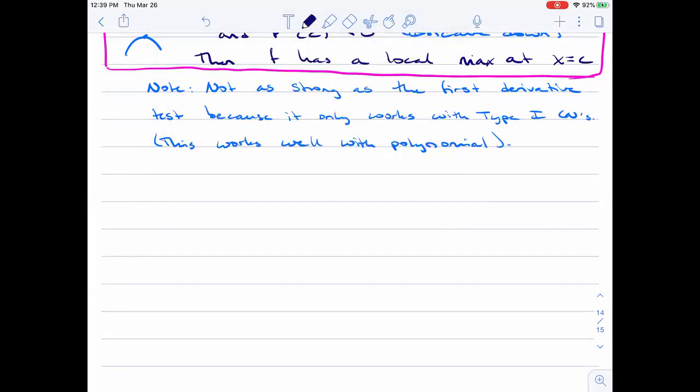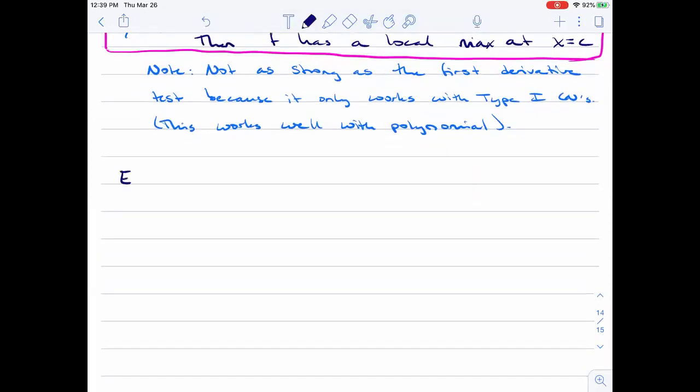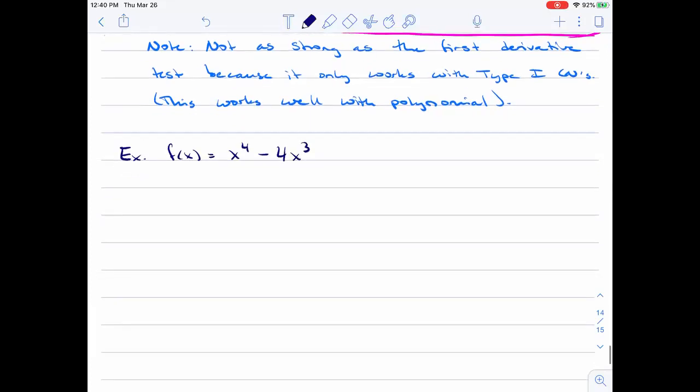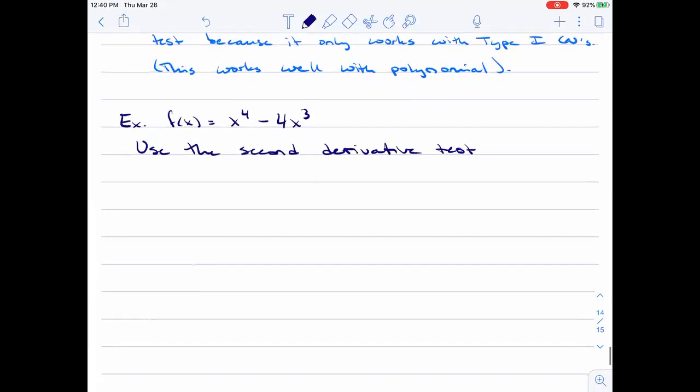Okay. So let's use it in an example. If we have f of x is x to the 4th minus 4x to the 3, I want you to use the second derivative test to find all local max and mins.